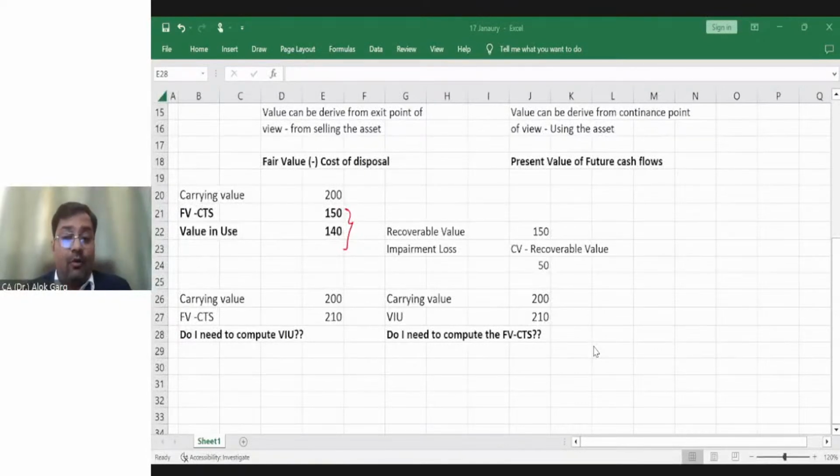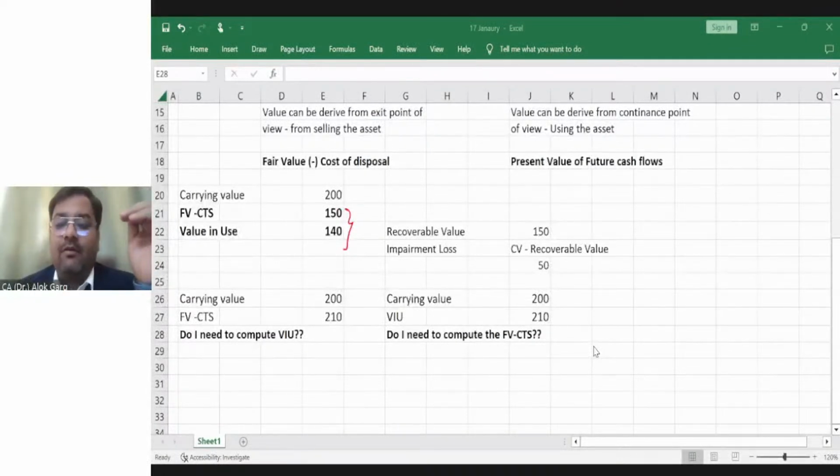Soham, the only thing is, see, what is meant by market value? Market value means the value which you will get when you sell this in the market, right? But what is meant by value in use? As the name suggests, it is the value which you will get when you use the asset.